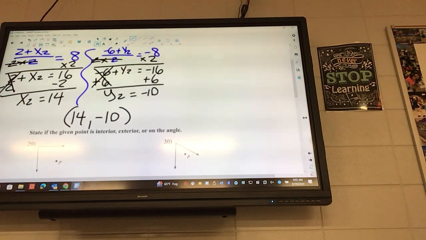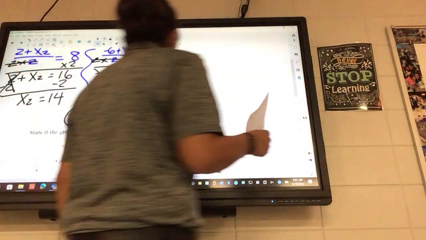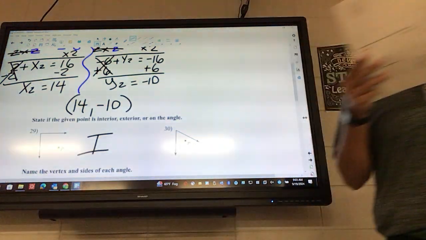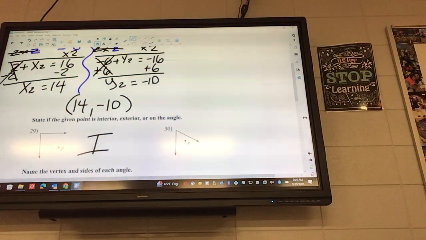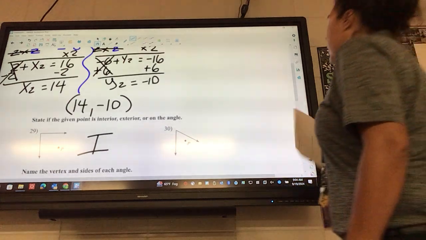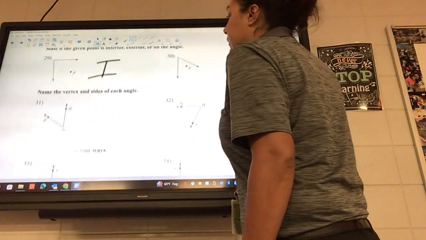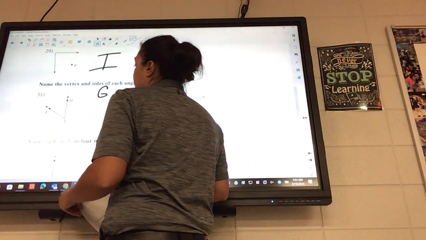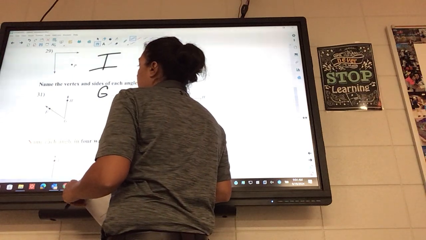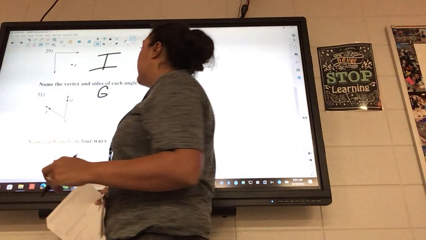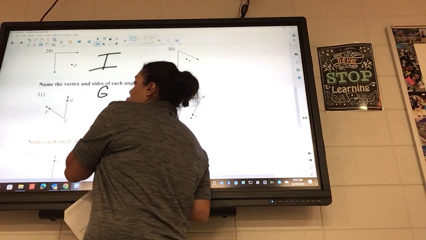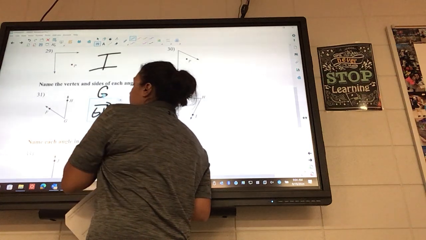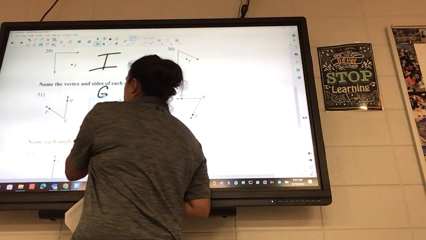Okay, 29, is that interior or exterior or on the angle? It's interior, so we're going to say I. 31, name the vertex and sides of each angle. What is the vertex? G. Okay, and then what is one of the sides? Close. GH. Okay, that's one side. What's the other side? GF is the other side.